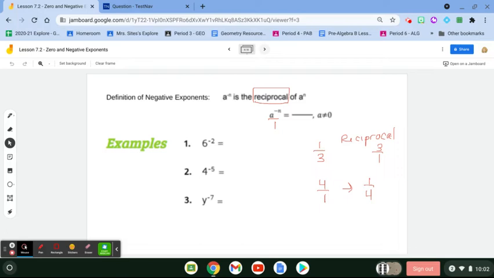And then anytime we have a negative exponent, we have to fix it by making it into a positive exponent. So we flip it and make it into a positive exponent.